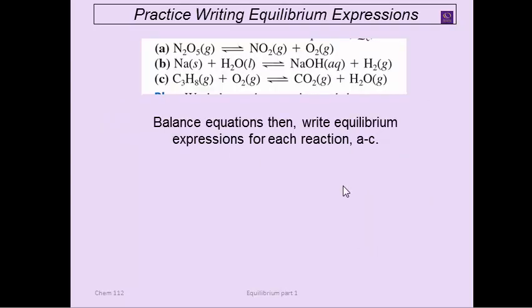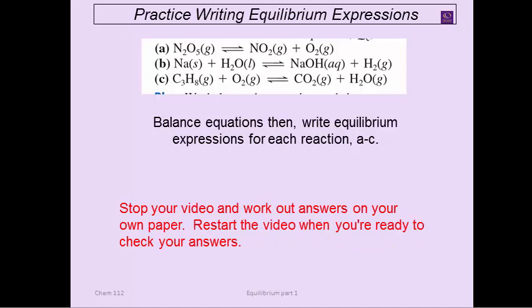All right, so let's just do this part. Let's practice writing equilibrium expressions. So here's what you need to do. Once again, remember, gases and aqueous species go into the expression. Solids and liquids do not. So with that in mind, you have 3 reactions up here. See if you can balance them first, because just for example, I can quickly glance here and see there's 2 nitrogens here, there's only 1 here. So these need to be balanced. So balance out these 3 reactions. Then see if you can write the equilibrium expression. K equals products over reactants. So stop your video, work out the answers on your own paper. When you're ready, restart the video and we can check your work.